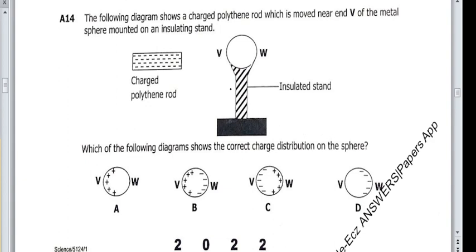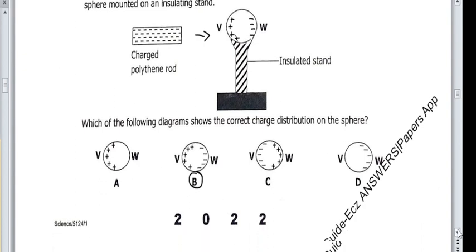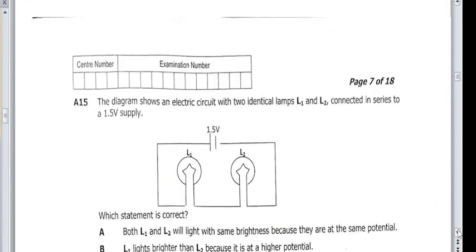So first things first, this one is negatively charged. So negative is going to attract positive. So we're going to have positives being attracted here because this one is coming in this direction. And all the negatives in here are going to be repelled to that end. The only one that shows this type of arrangement is answer choice B. So number 14, the answer choice is B. Proceed. We go to question 15.